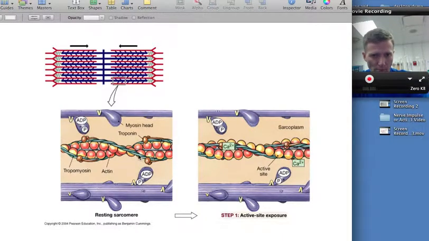This tropomyosin and this troponin, these guys here that kind of wrap around the actin, myosin is not as attracted to that as it is to the actin. So if these guys can get denatured, if these guys can change shape, if these guys here can move, as you see here, it exposes the active site of the actin. What allows these guys to be denatured and to change shape? It's the calcium ions, calcium salts.